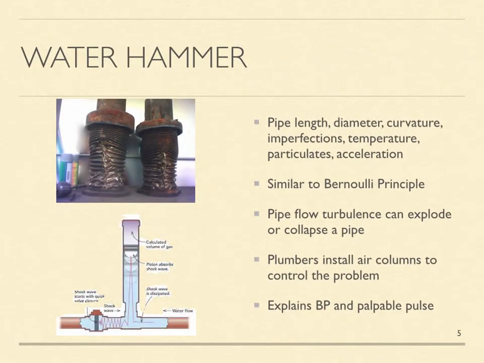Pipe flow turbulence is affected by pipe length, diameter, curvature, bifurcation, imperfections, temperature, particulates, and the rate of acceleration. Turbulent lateral forces generated by pipe flow turbulence might be compared to the Bernoulli principle, where turbulent flow over the curved surface of an airplane wing generates powerful lifting forces that enable airplanes to fly. Such forces can explode or collapse pipes. Plumbers call this water hammer. Most plumbing systems in ordinary homes include a trapped column of air that cushions water hammer forces.